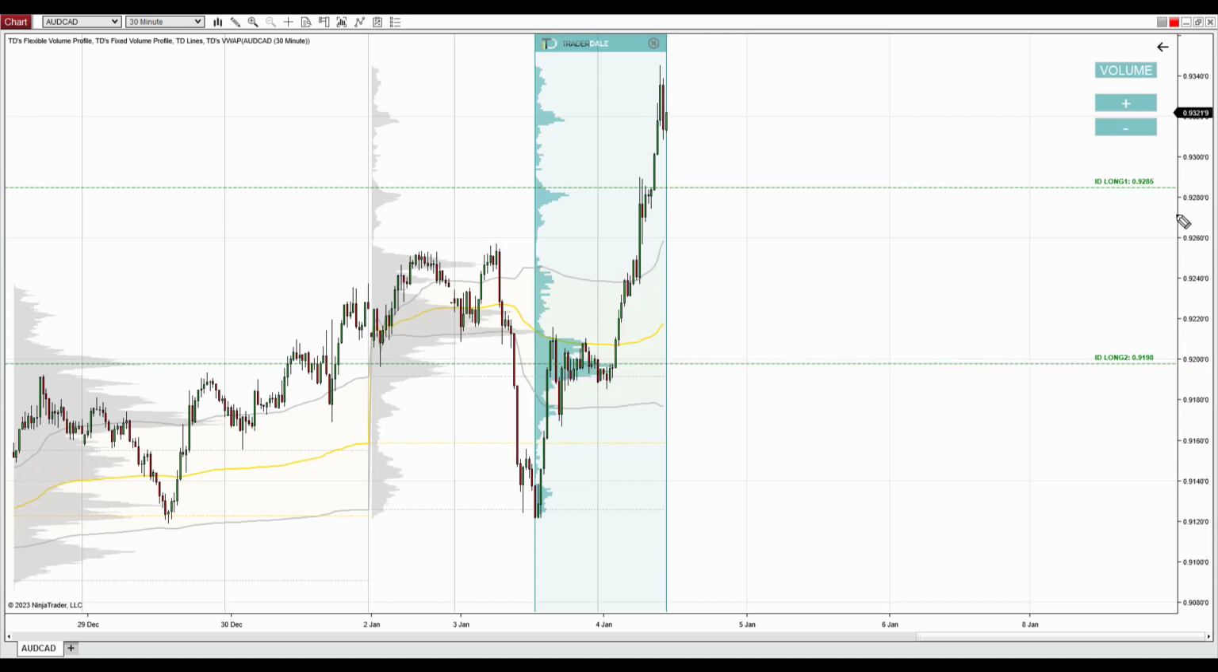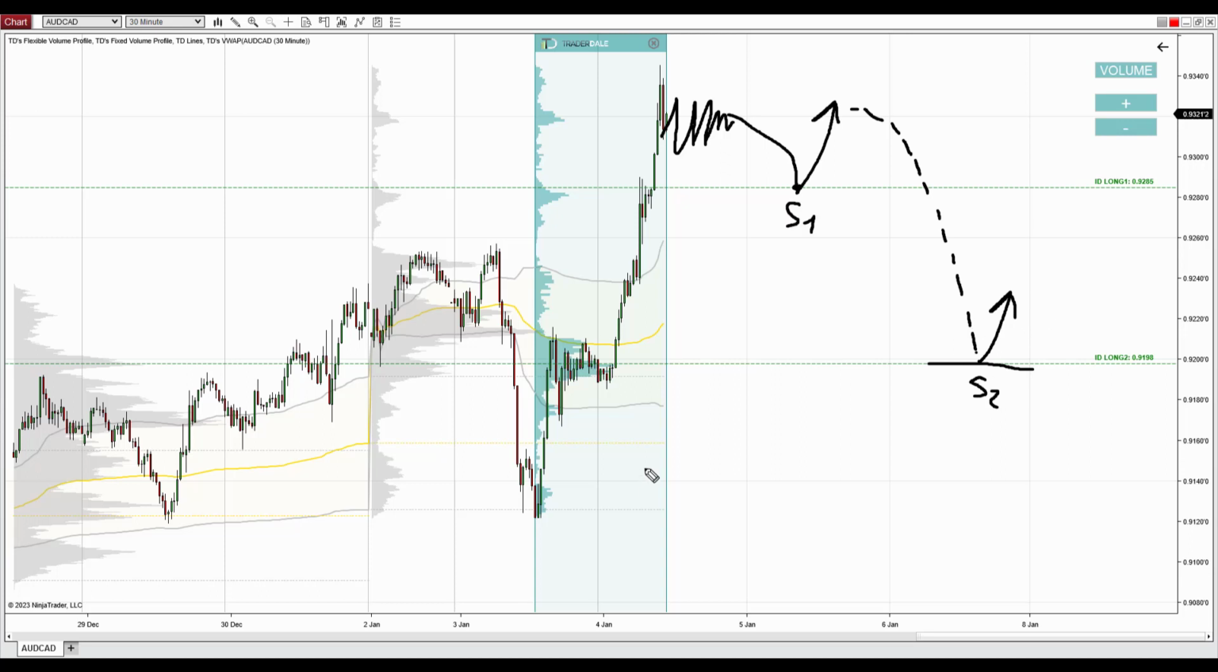So the ideal scenario would be some more price action above the first support, then a pullback and a reaction, then another pullback to the second support and a reaction from there. All right, so what we need to do now is just wait for the price to come to those supports and take it from there.